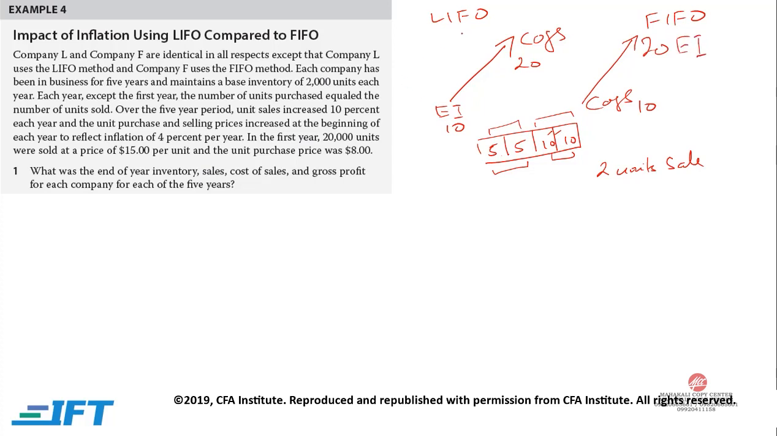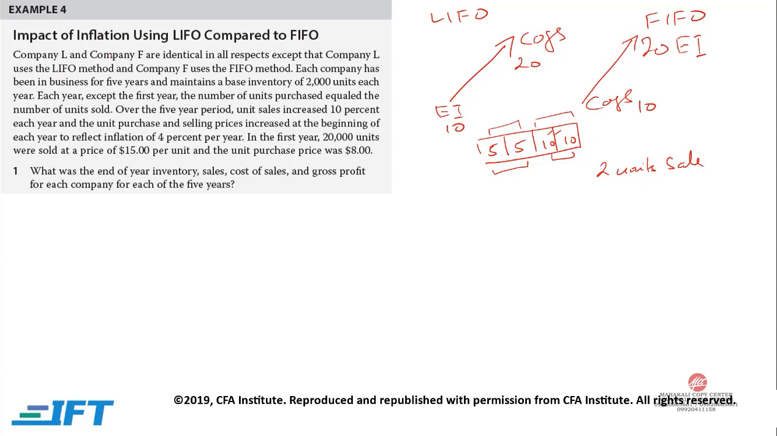So in LIFO, last in, first out, in rising prices, cost of goods sold is higher and ending inventory is lower. In first in, first out, cost of goods sold is lower, but instead ending inventory is higher. Now once we know this relationship, we can continue with this question.